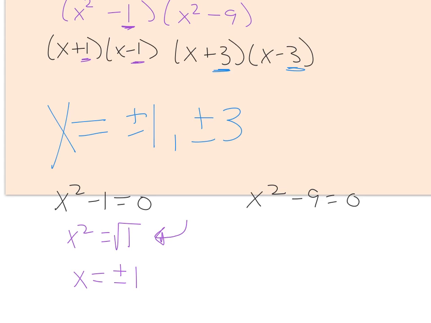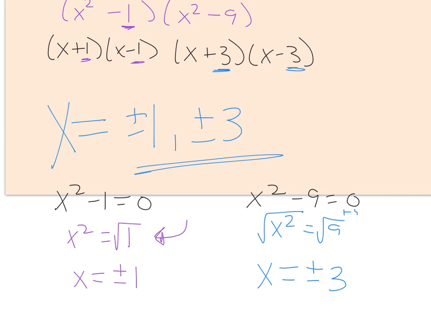So if I'm going to solve this one for x, I would have x squared is equal to 9, because I have to add 9 to both sides, and take the square root of both sides, and I get x is equal to positive negative 3. So either way, you're still going to get the same answer as above.